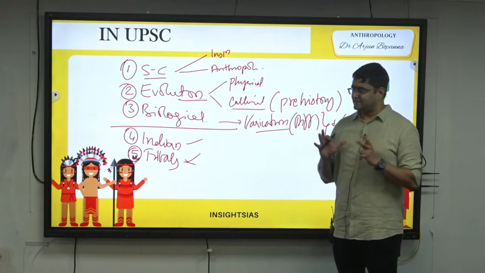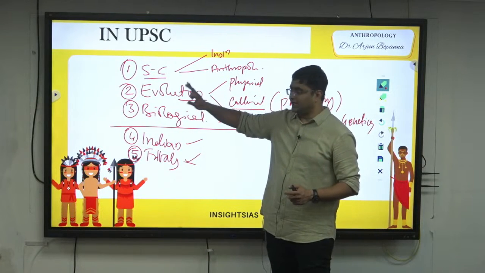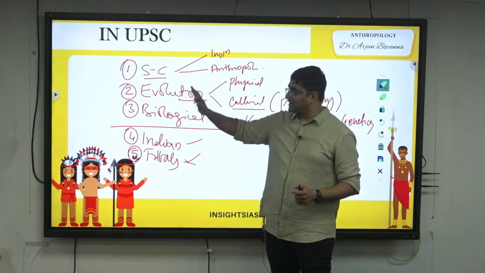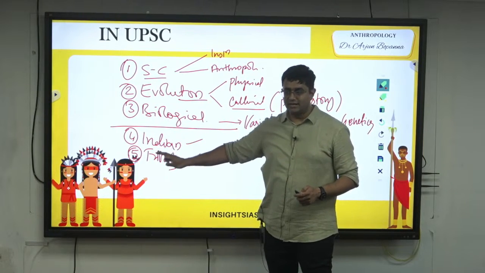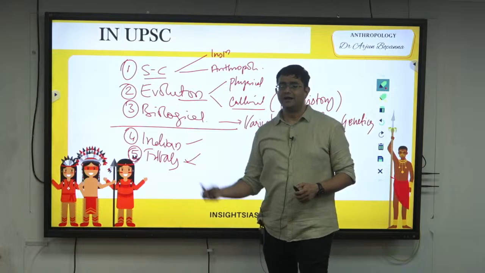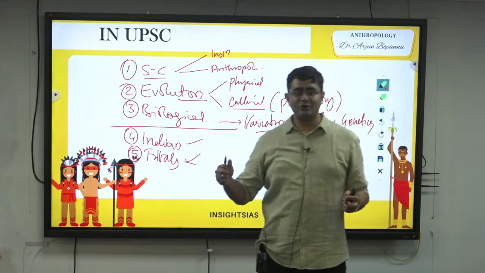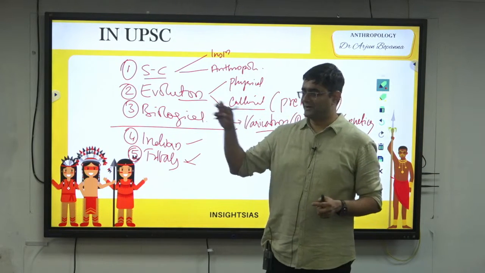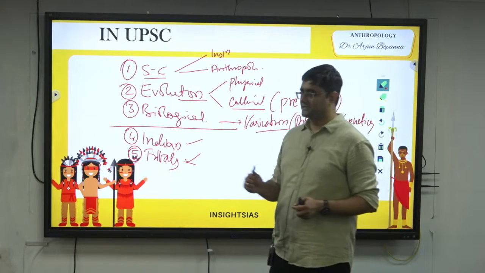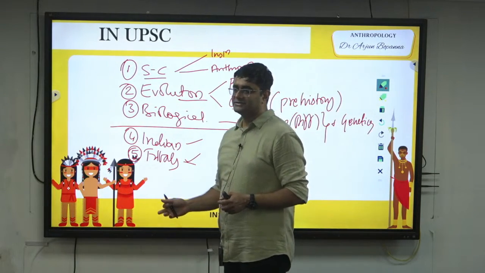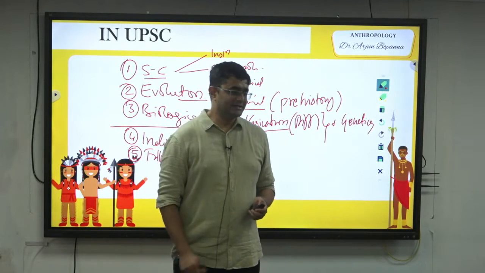If you look at it, it's as simple as that. Is that okay? So you study a little bit about culture, a little bit about evolution, a little bit about biology, a little bit about Indian culture, a little bit about tribals, a little about everything. So therefore, as I told you, anthropology studies everything. So every optional's little bit part we are studying. We study sociology, public administration, political science, economics, history, a little bit about everything.